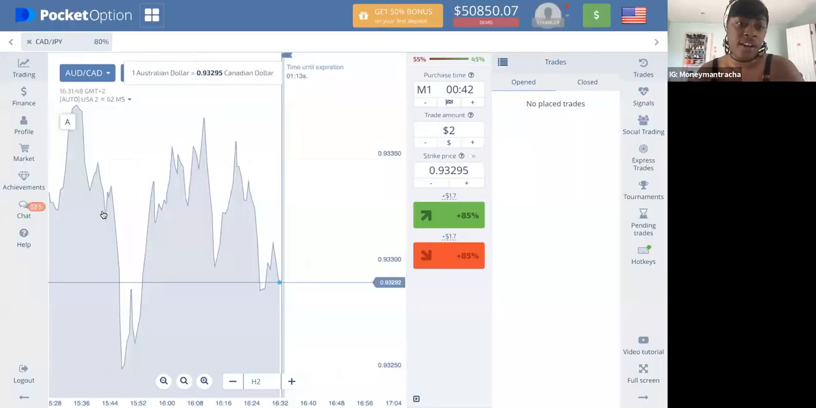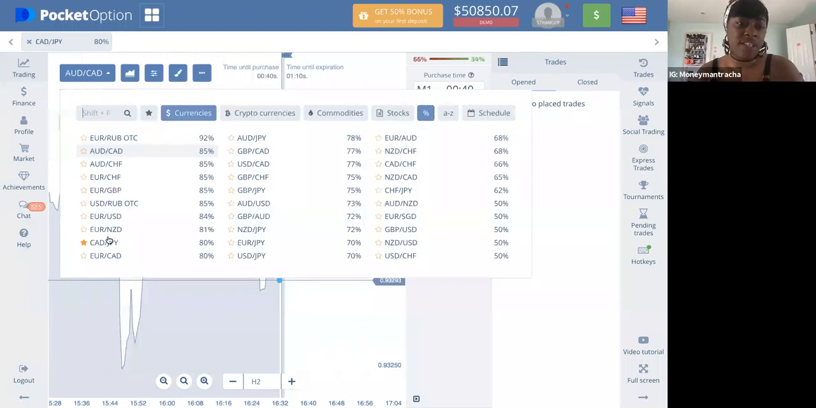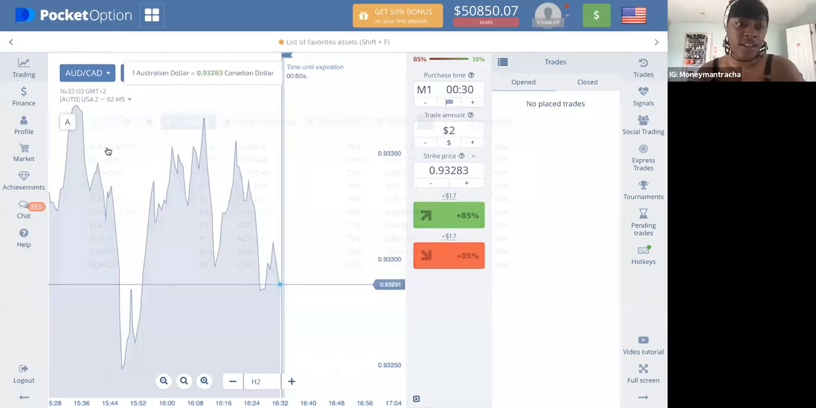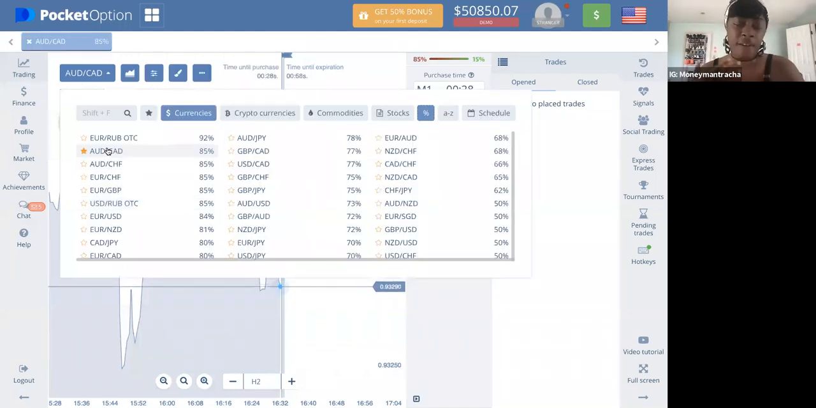So here's how you choose your currency pair. If you're ever on a live session with the educator, if you're using Pocket Option, you can just click here, and all your currencies will come up. Now make sure that you actually click on the currency itself and not on the star, or it's just going to add it to the top. I can add as many currencies up there as I want.